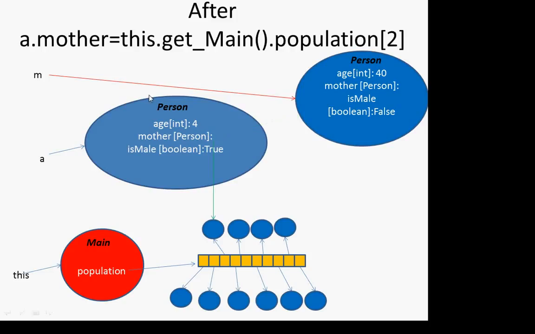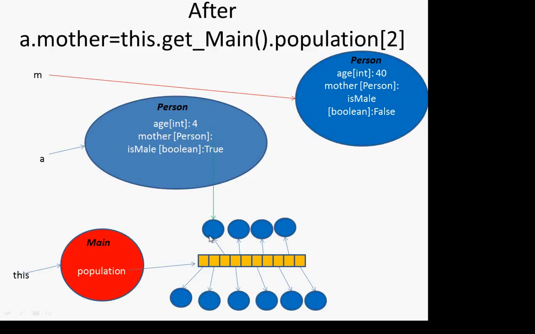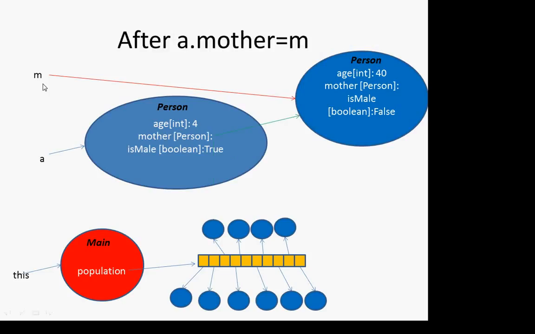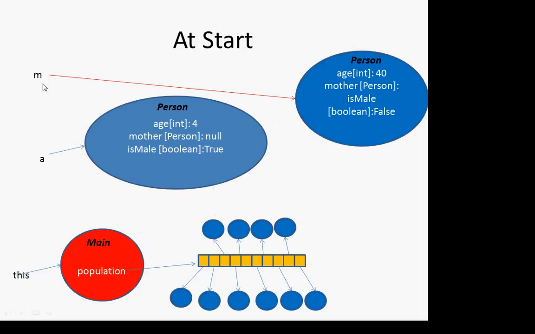It just changes it from referring to this person to referring to this other person, and that's it. This other person may still be referred to by other people. That's all fine. It's just that A dot mother is now referring to another component. And similarly, if at the end we were to assign A dot mother equals null, it would just change back to this. Does that make sense?